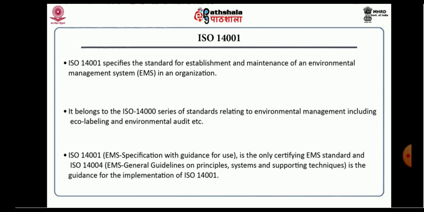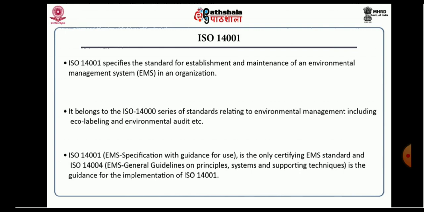So next is called ISO 14001. Here it specifies the standards for establishment and maintenance of an environmental management system in an organization. It belongs to the ISO 14000 series of standards relating to environmental management, including eco-labeling. Right now we have discussed eco-labeling, which comes under the aspects. And next is called environmental audit. Audit may be an internal self-assessment, or it may be from external people. And next is ISO 14001. EMS specification with guidance for use is the only certifying EMS standard. And ISO 14004, which is called EMS General Guidance on Principles, Systems and Supporting Techniques, is the guidance for the implementation of ISO 14001.